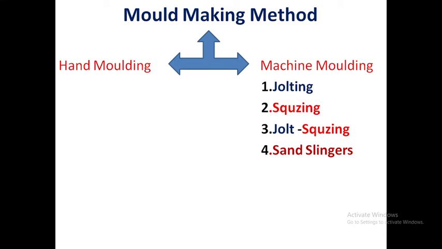Now today we are going to see the mold making methods. Generally there are two methods, the first one is hand molding, the second one is machine molding. In machine molding also there are four techniques, that is jolting, squeezing, jolt squeezing, and sand slingers. So first let us see hand molding.